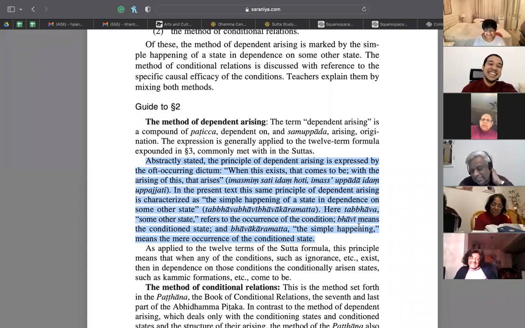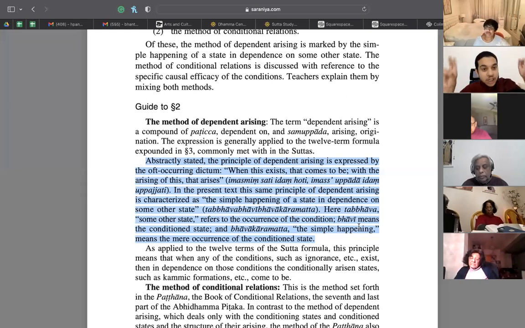Why is it not the same thing? Yes, we are talking about condition. But where it is not the same thing is because of the question of what type of conditioning we are talking about. In Pattana, we are talking about conditioning states, which are the 24 conditional relations.